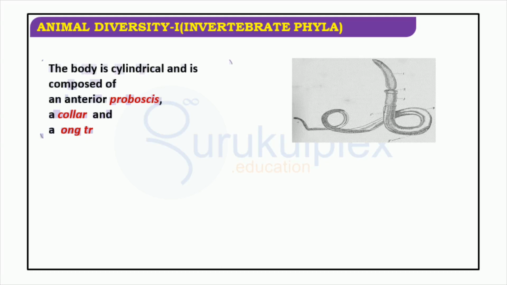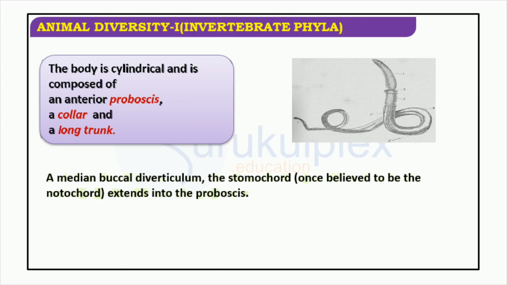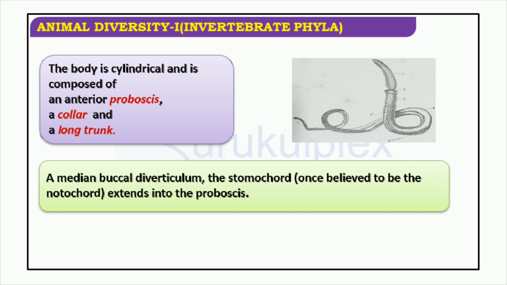Priapulida is a phylum of invertebrates composed of cylindrical animals consisting of an anterior proboscis, a collar, and a long trunk. They have a median buccal diverticulum called the stomacord extending into the proboscis. Found in both deep and shallow waters, priapulids are an ancient group of multicellular animals whose anatomy has been studied to gain insight into the evolution of animal life.